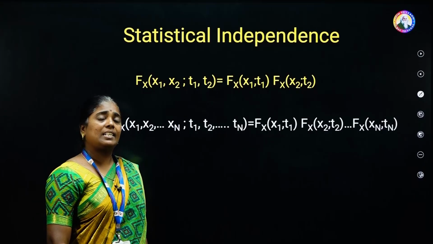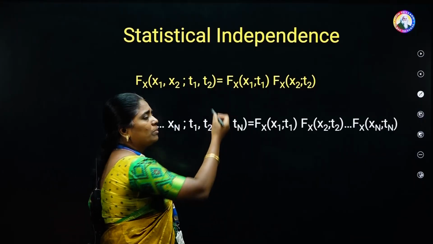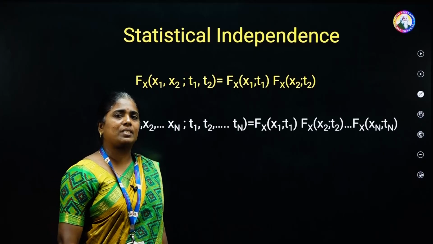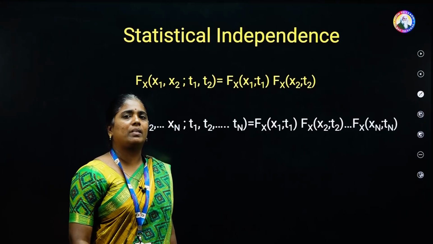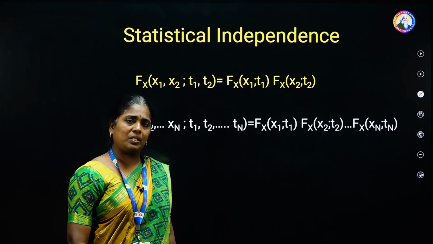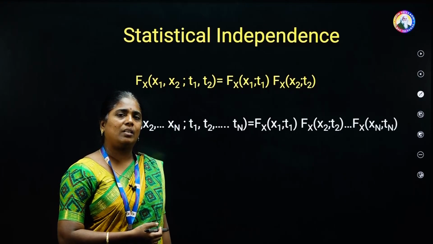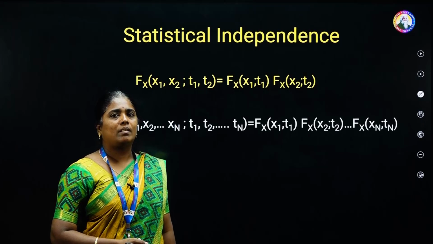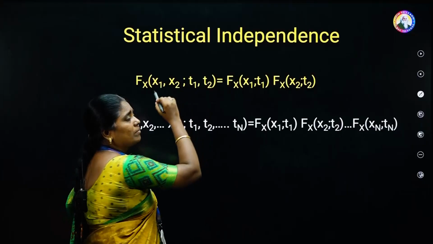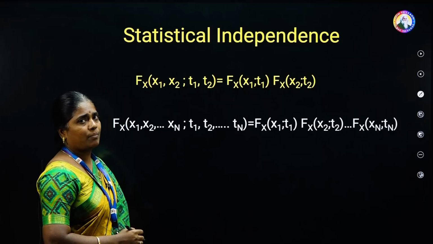Next one is statistical independence. General independence, I think you know, means we should not depend upon others. Similarly here also, in the case of a random process, one random process should not depend upon the other. Suppose X(t1) is one random process, X(t2) is another random process. Earlier we have seen that we describe the random process by using the density function as well as the distribution function. Then what is the condition for statistical independence?